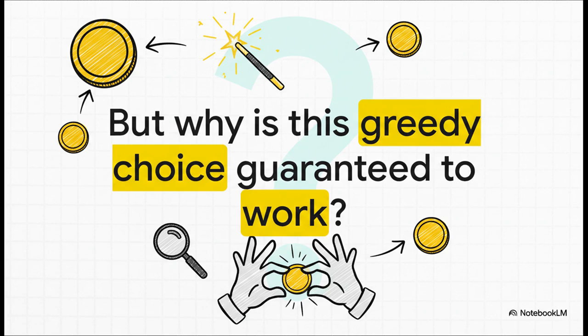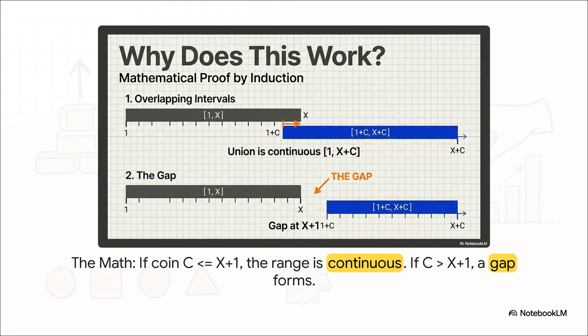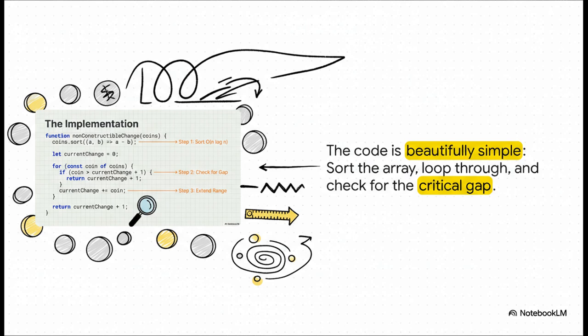I know, it almost feels like a magic trick, doesn't it? So let's pull back the curtain and really break down why this simple, greedy check is absolutely guaranteed to work every single time. The logic is all about these overlapping intervals. Think about it. If we can already make every number up to, say, x, and our next coin, c, is no bigger than x plus 1, then we're guaranteed to be able to create a new, unbroken range up to x plus c. But if that next coin is bigger than x plus 1, it leaves a gap we can never cross. And sorting is the key that makes sure we always use the smallest possible coin to try and fill that next gap.